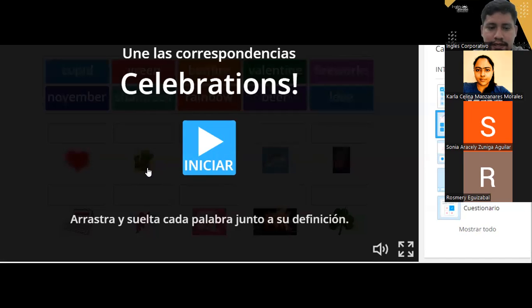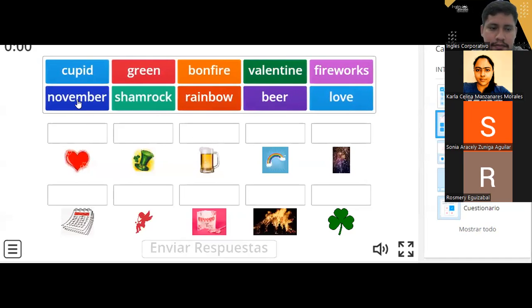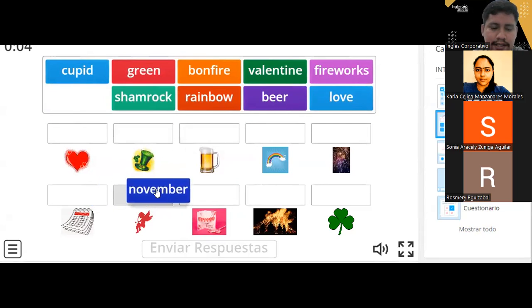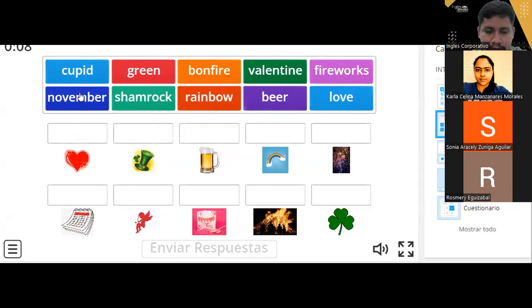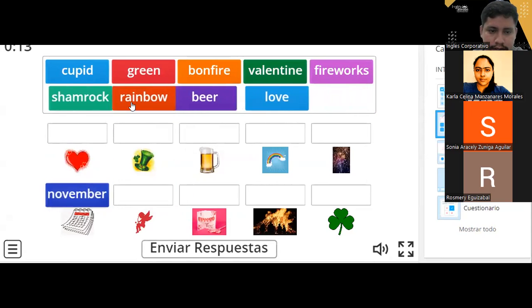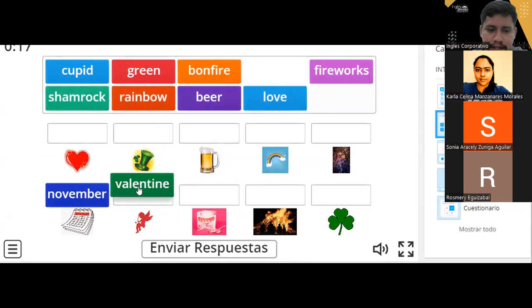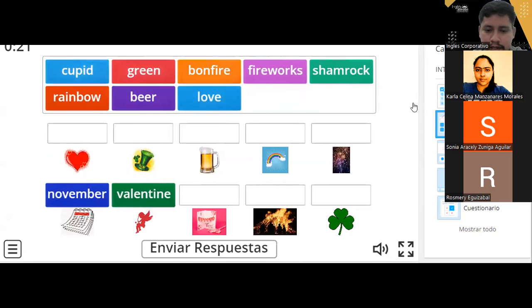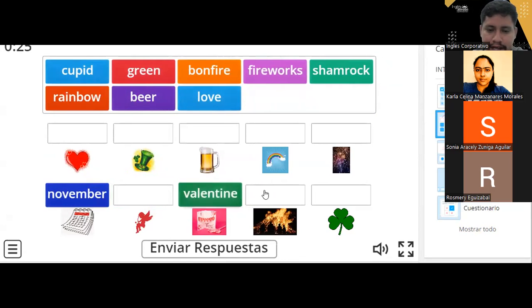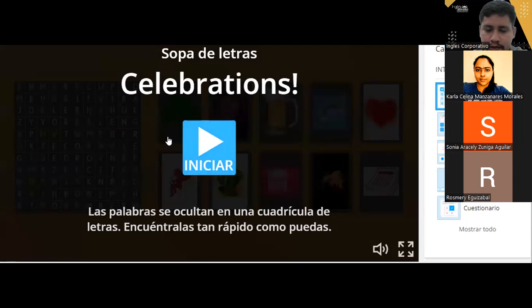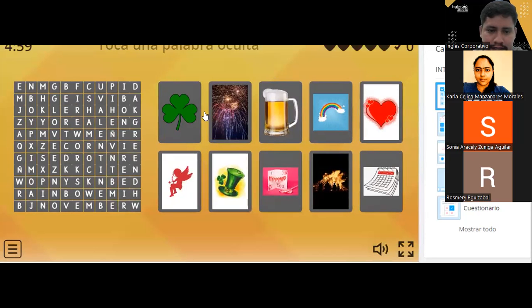The one that I like here is the matching activity, because the only thing that we have to do is just relate each picture with the month where it's celebrated, in this case, November. As you can see here: rainbow, beer, love, fireworks, Valentine, bonfire, green, and cupid. So there you have the options in order to match each word. Also, you have a word search here where you are going to find the words. For instance, you can just take a look at this picture and select the answer. So that's what I like here, because you have the option to work on the same topic, but with a different exercise.